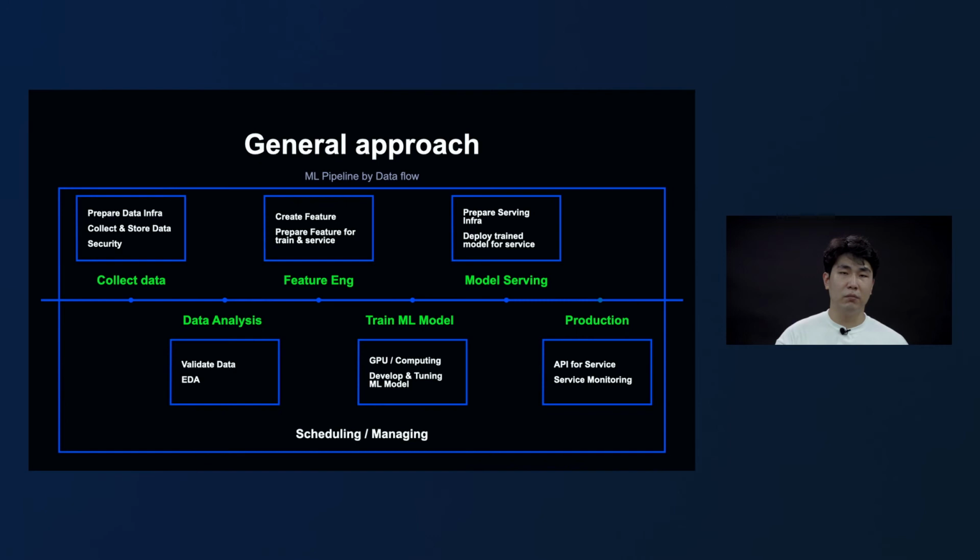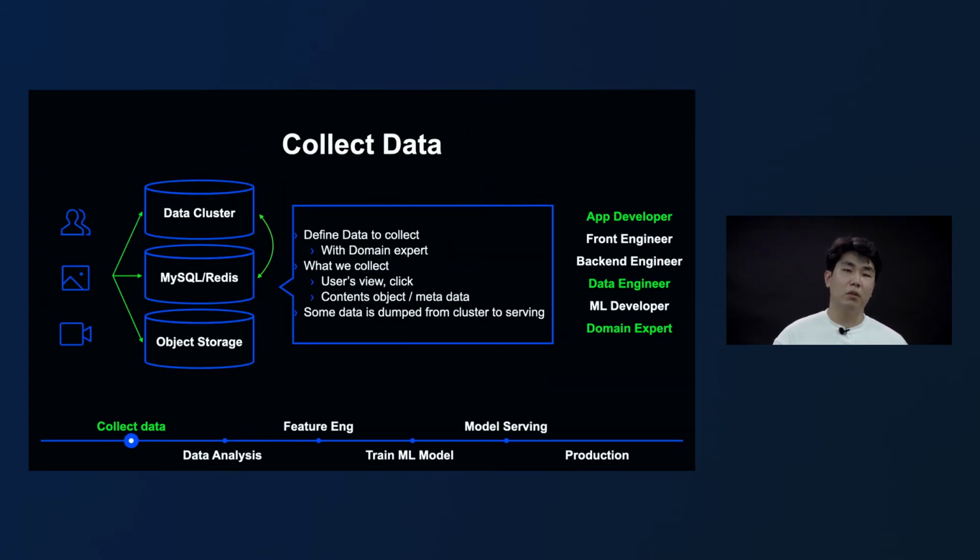Now, I'm going to explain the individual steps. So I will explain each step you see in this image. First step is data collection. In this stage, we collect the data that is used for training and serving. First part of this step is defining the data to be collected with the domain expert.